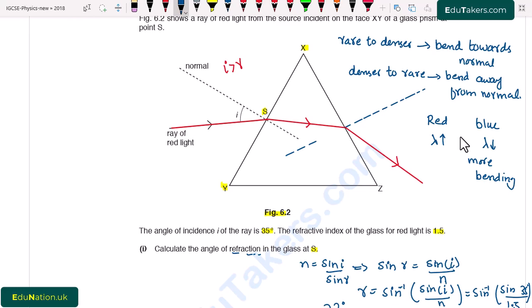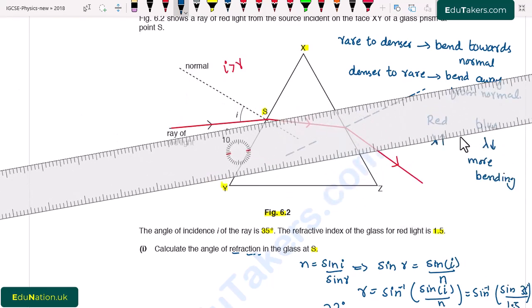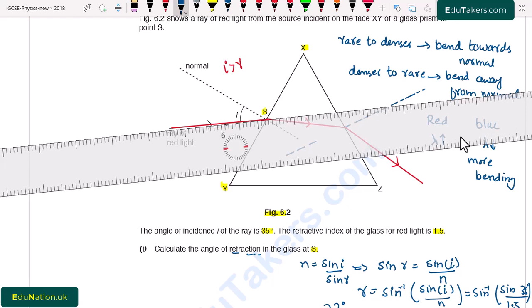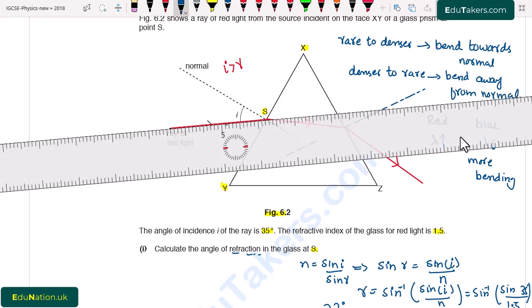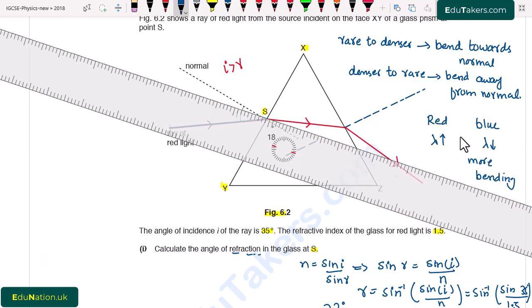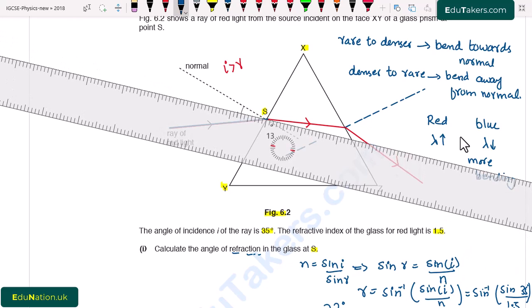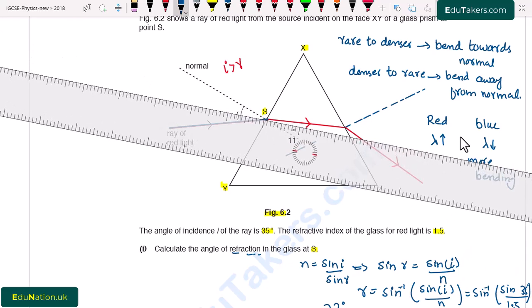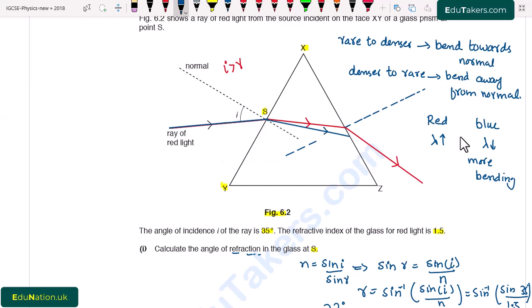So when this ray falls on the boundary XY, I am going to draw this. This ray is actually the blue ray. Consider this as a blue light. Note this also refracts, but here bending will be more as compared to red because the blue light has shorter wavelength. This is its path. Now I draw the normal at this position again.